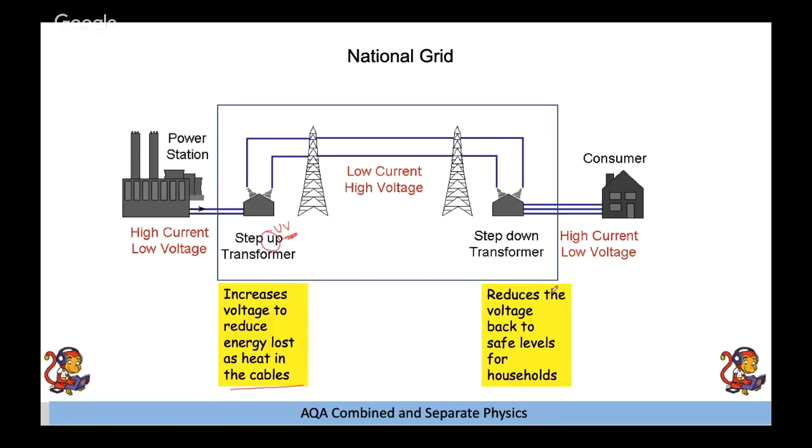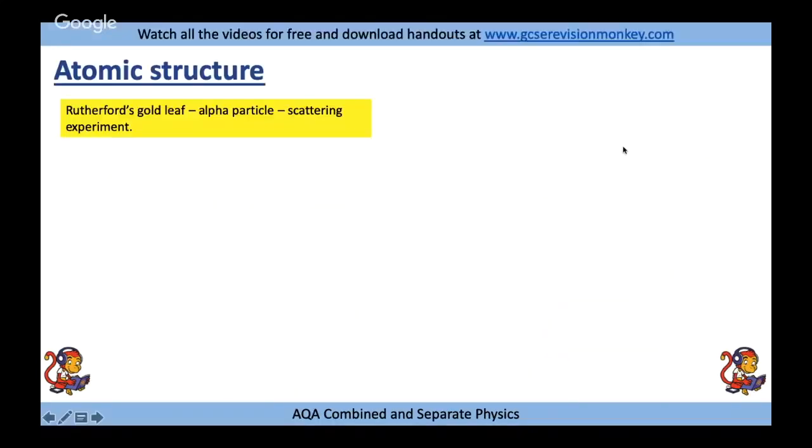And here we have the step down transformer. Why? It makes it safe to go back into the house so that we don't die should we accidentally get an electric shock. Okay, on to the radiation atomic structure topic.